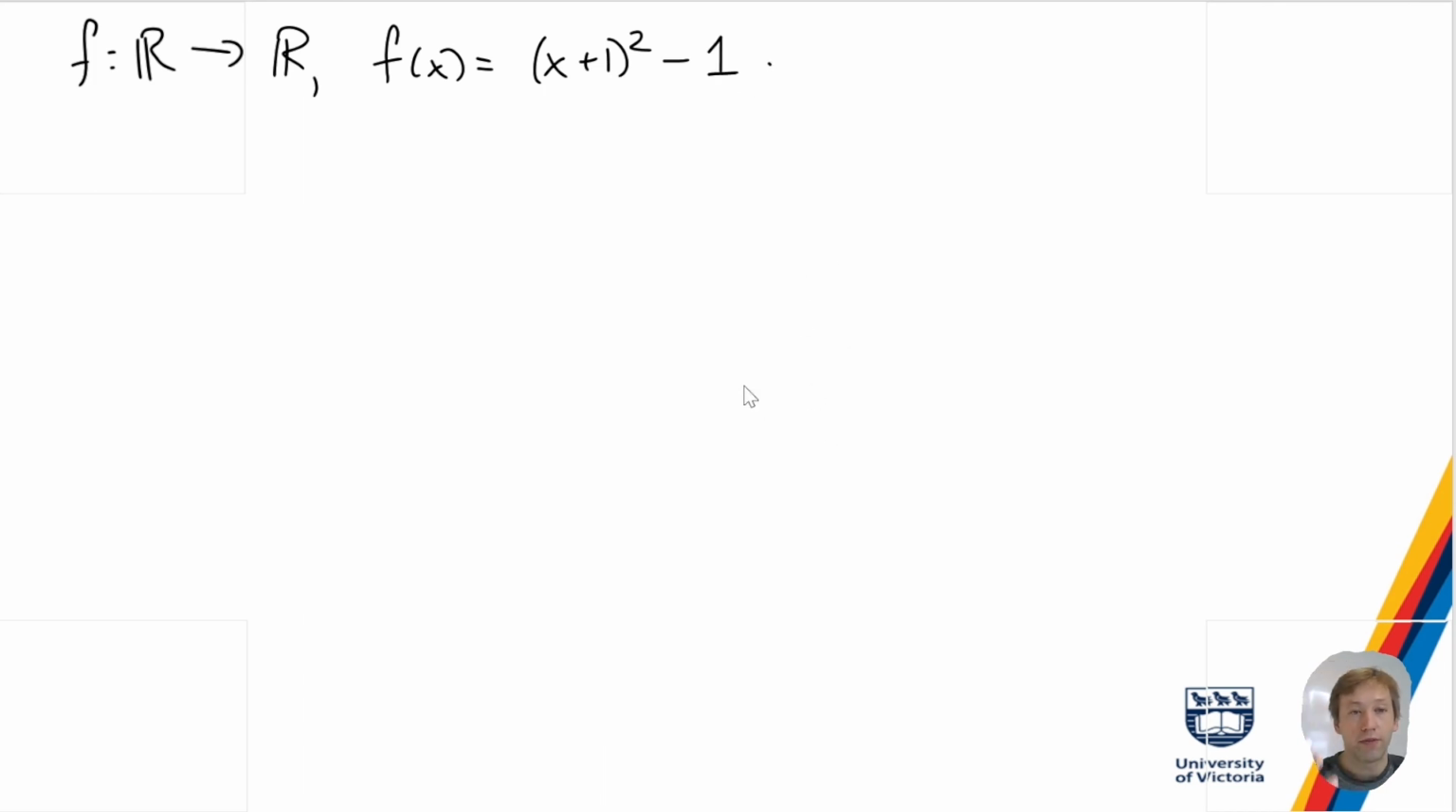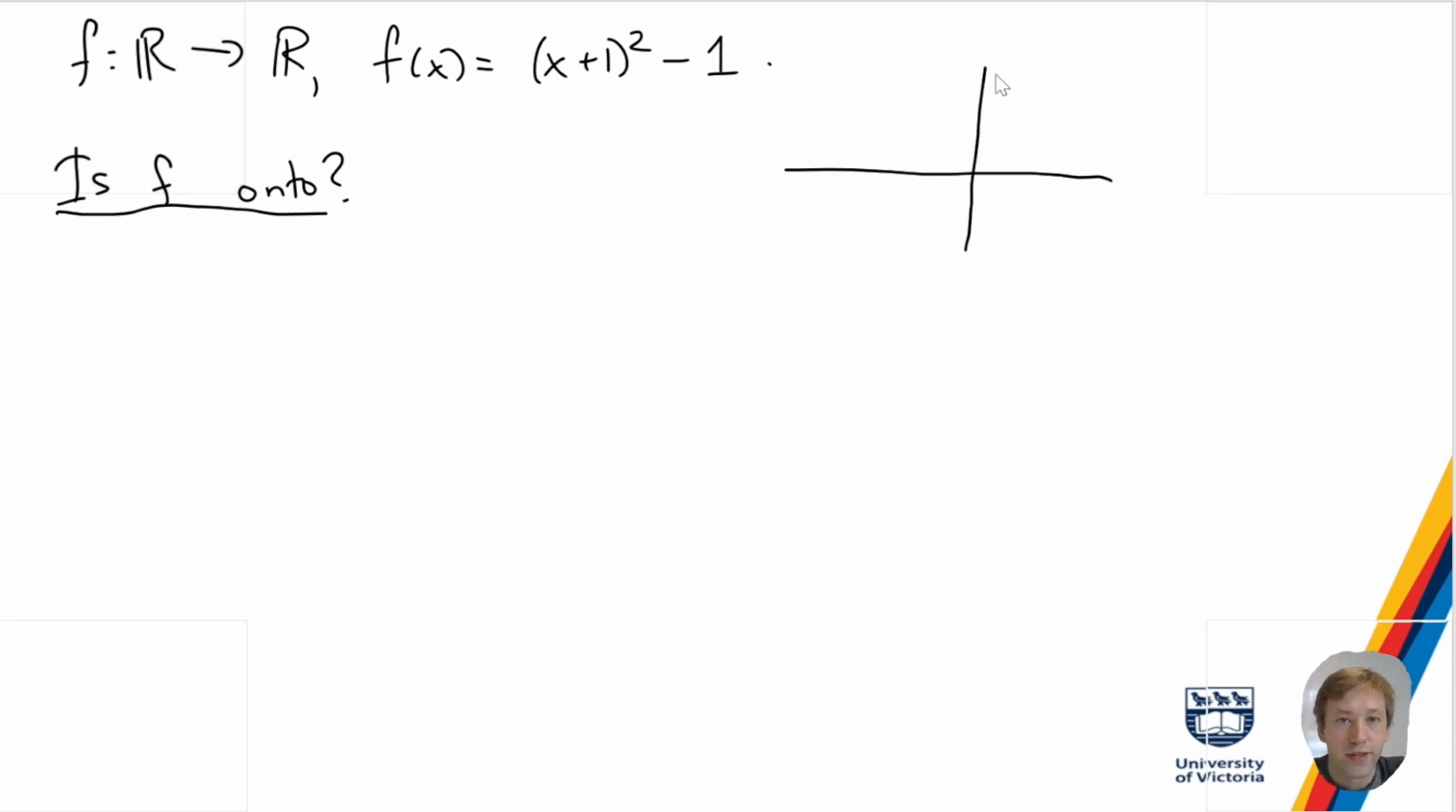So maybe think for yourself, is this onto? Is f onto? So onto means the same as surjective, remember? Well, let's think about plotting this for a second. I'm not going to plot this really precisely, but basically the minimum point of this parabola is at -1, and the minimum will be -1. So it's some kind of a parabola like this, right?